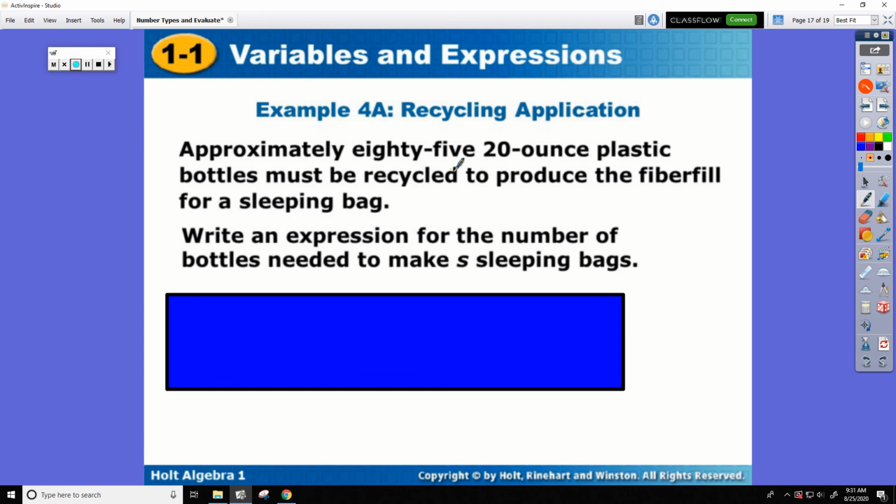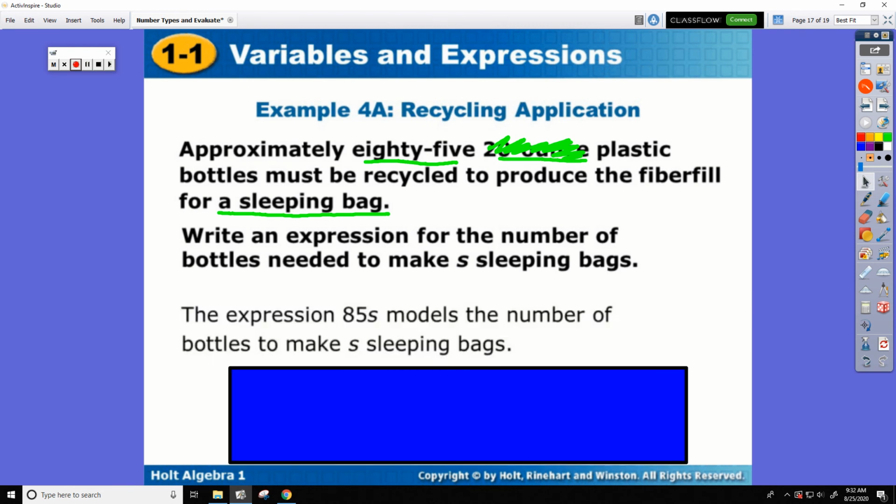So I wanted to show you this because sometimes there's extra information, like the 20 ounce. A sleeping bag is $85, that's one sleeping bag. The 20 ounce is not needed, nor how big the plastic bottles are. Take a second and read it. I know I'm going along quickly, I don't want my video to run out, but pause it and read stuff when I show new stuff on the screen. $85 for one sleeping bag, so how many for S sleeping bags? That takes 85 times how many sleeping bags there are.